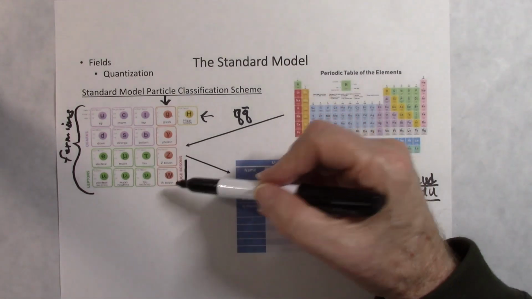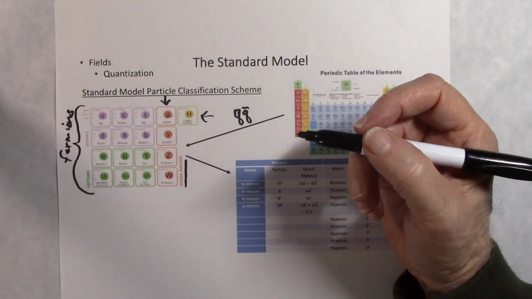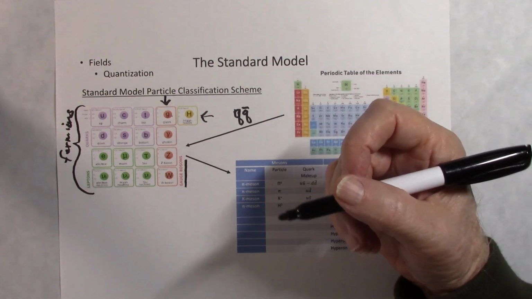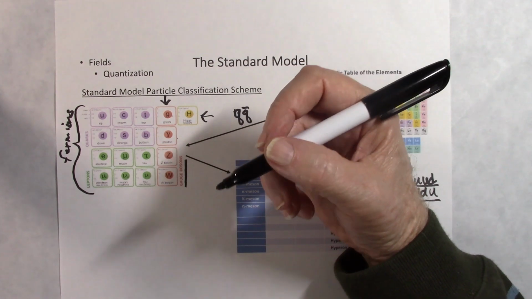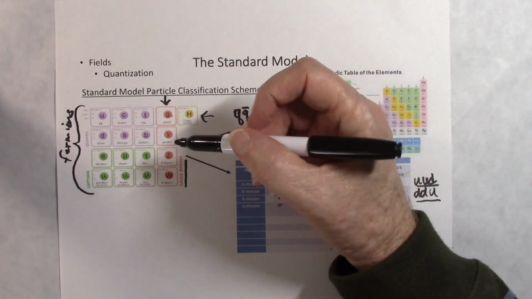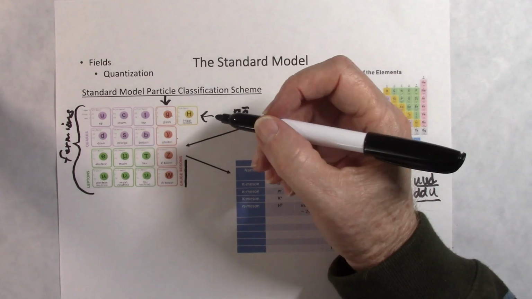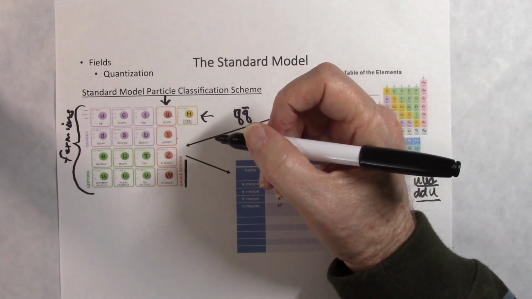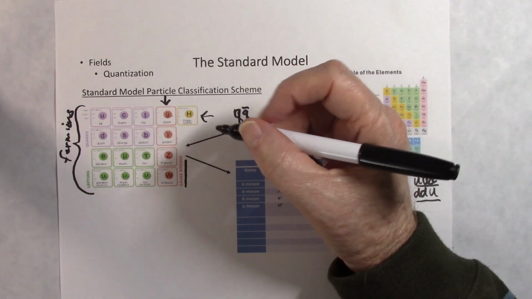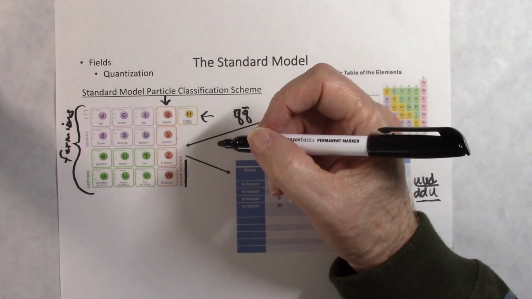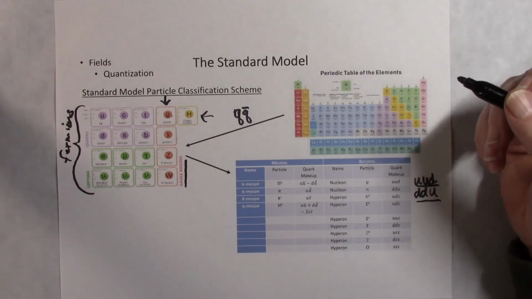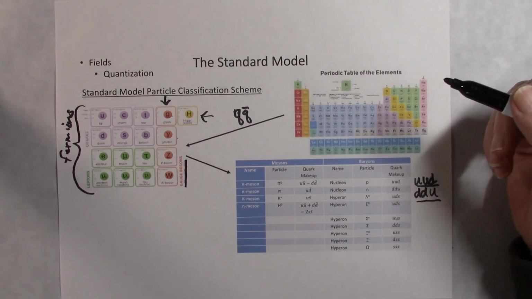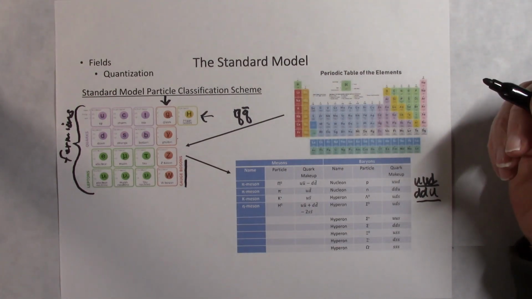We'll talk a little bit about the force-carrying particles. They're usually called mediating particles. The photon is a mediating particle for all electromagnetic interactions. The W and Z bosons are the mediating particles for the weak interaction, and the gluons are the mediating particles for the strong interaction, what holds the nucleus together. Those are all the particles that we know about in nature so far.